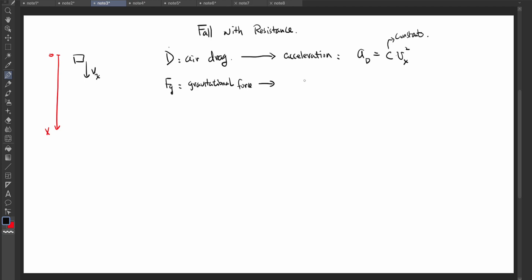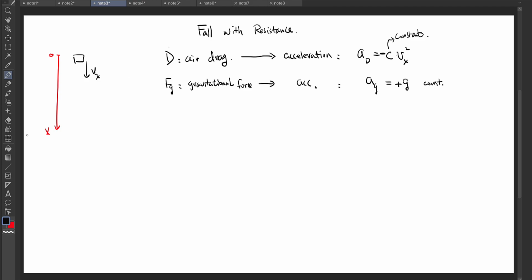And it produced also an acceleration. Let's call this Ag equals G, which is a constant. Also, because of our setup here, it should be positive G, which is a constant on Earth's surface. And this AD here, since it's a resistance, its direction is upward. So let me add the important negative sign here.